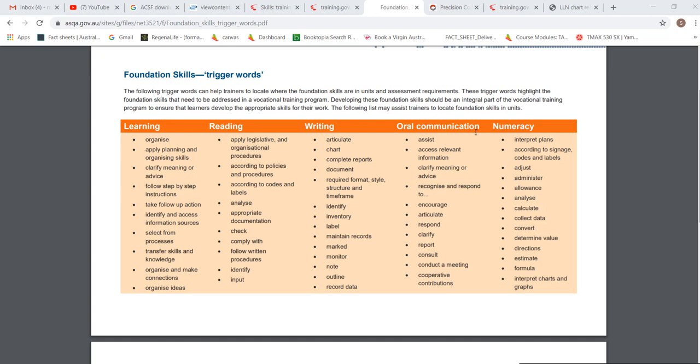Now, some of these words are going to fall into multiple categories. For example, assist could fall into multiple categories, not just oral communication. Check is definitely a reading word. One of my other favorite ones here is encourage. Again, that could be oral communication, but it could also be in written form. Clarify could be in written form, but oral communication as well. Analyze is definitely a reading task.